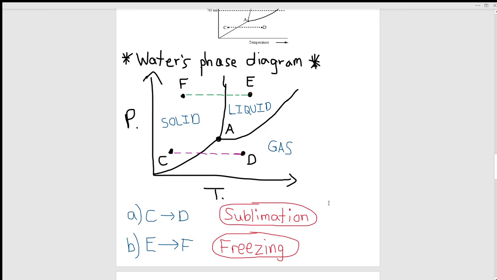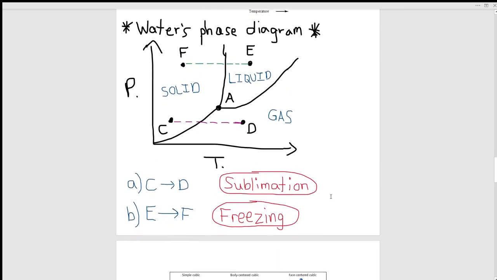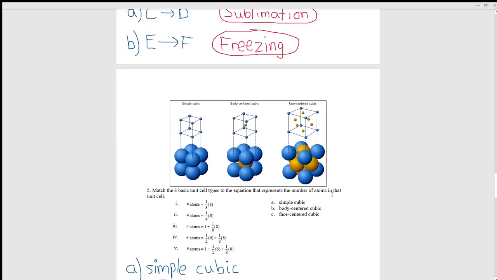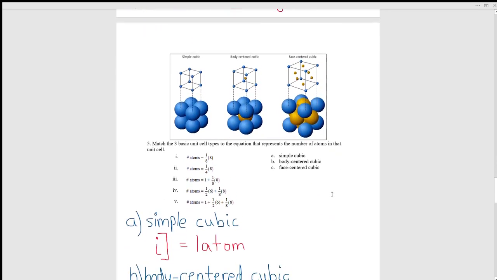Part B asks us to identify what is going on as we go from point E to point F. In this case, when we go from point E to point F, we are traveling from the liquid region to the solid region without going through the gaseous region. So when we go from E to F, we are transforming from a liquid to a solid, and that process is called freezing.